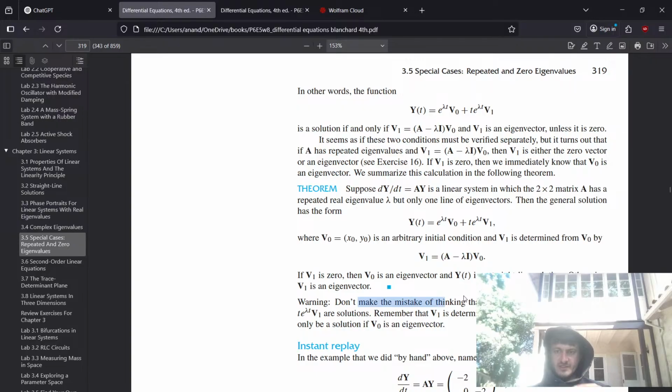Don't make the mistake of thinking that the two separate terms are solutions. Remember, v1 is determined by v0.